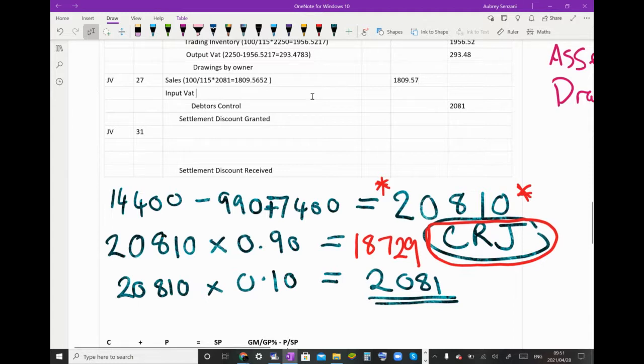Then obviously, input VAT will be the difference between the two. So 81 minus, let's do this, 52. Okay. So that'll be the input VAT that we are now claiming to reduce or rectify the output VAT that we initially wrote in. All right. Everybody good? Make sense? Okay.